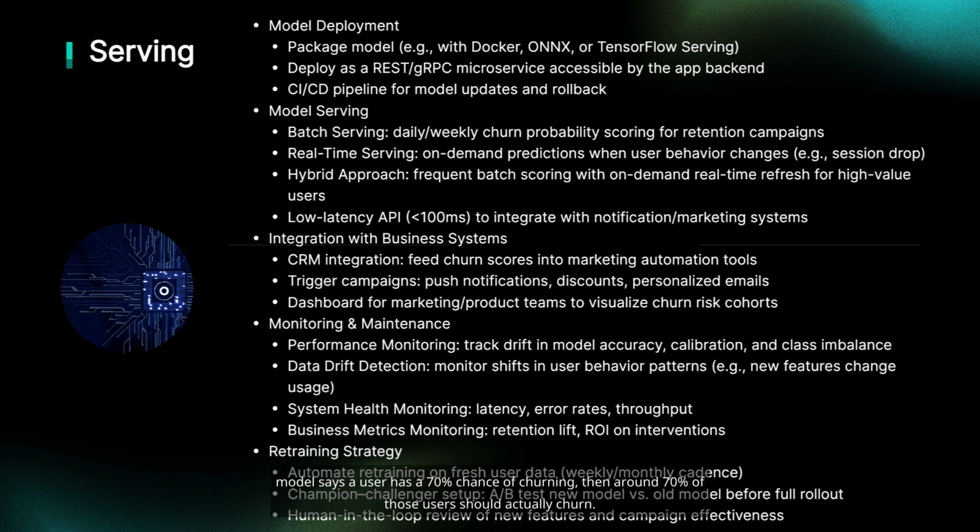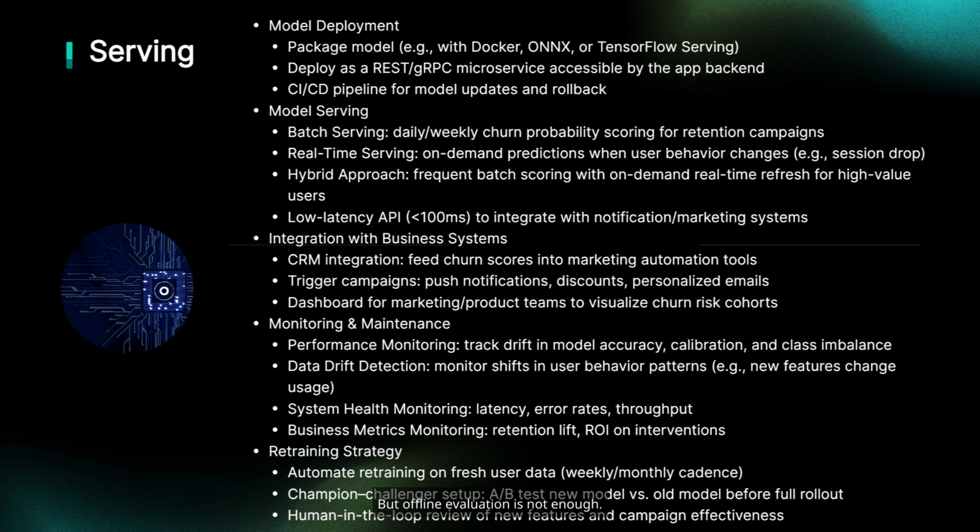If the model says a user has a 70% chance of churning, then around 70% of those users should actually churn. Brier score and reliability plots help validate this. From a business perspective, we also measure lift and top K recall. For example, if we can identify the top 10% of users most at risk, how many actual churners do we capture? This directly impacts how efficiently marketing teams can spend their intervention budget.